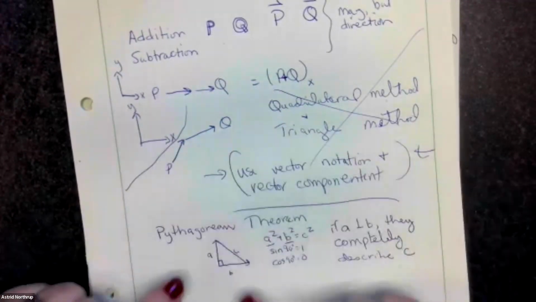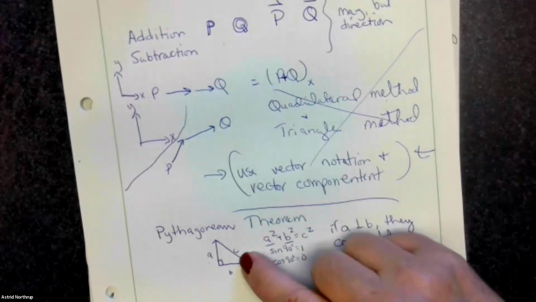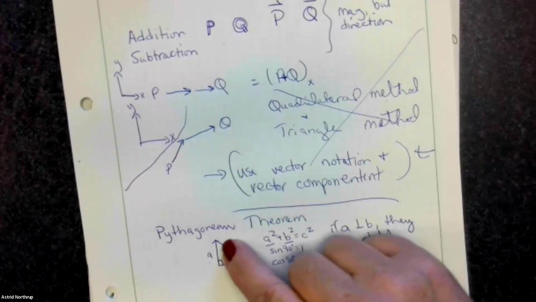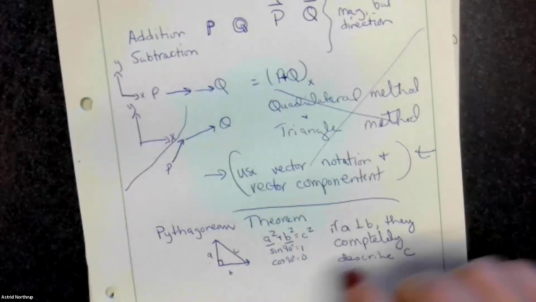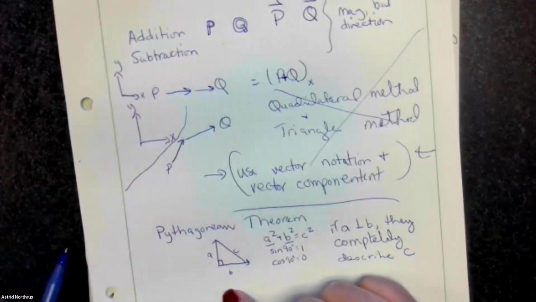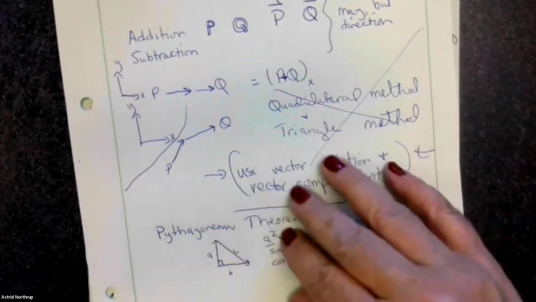So in other words, if we know that A and B are perpendicular to each other, and we know their magnitudes, we can determine not only the magnitude of C, but we can also determine the direction. We can determine what this angle is and what this angle is, given that this angle is 90. If this angle is not 90, we have to use the law of cosines. So that's why the law of cosines.